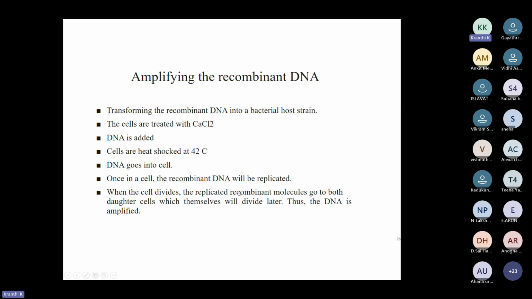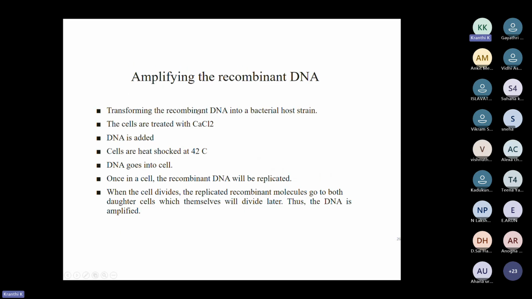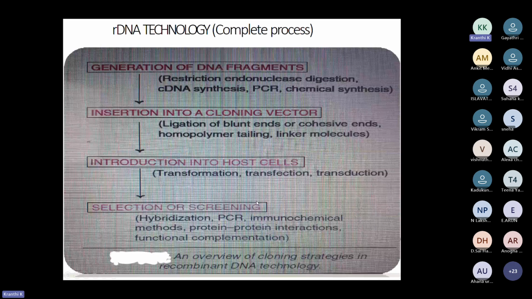Once in a cell, the recombinant DNA will be replicated. When the cells divide, the replicated recombinant molecules go to both the daughter cells, which themselves will divide later. Thus, the DNA is amplified like this. So, we are using different enzymes here, and we are using CaCl2 and the heat shock at 42 degrees. Later, in 20 cycles, you will get these many copies. The replication will be faster. These many copies you will get. This is called amplification.